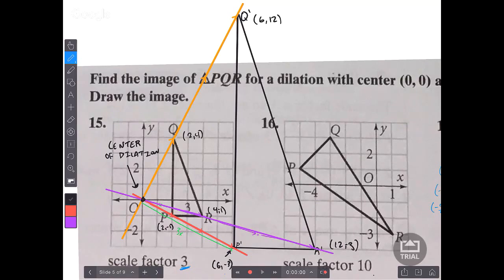Emily, that is only for the specific case where we're doing a dilation about the origin. But yes, in the case where we're doing a dilation about the origin, then both coordinates x, y get multiplied by the scale factor. That is correct.